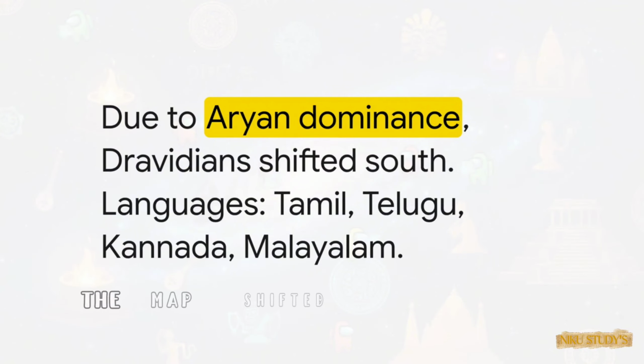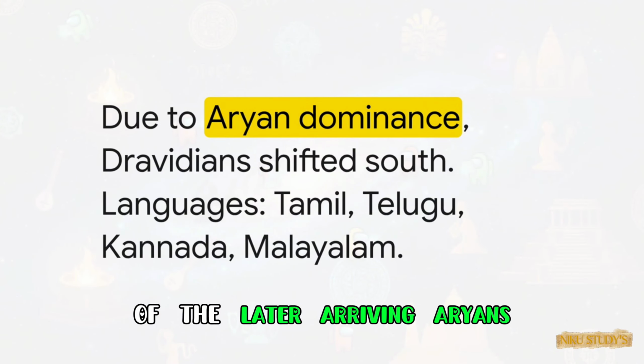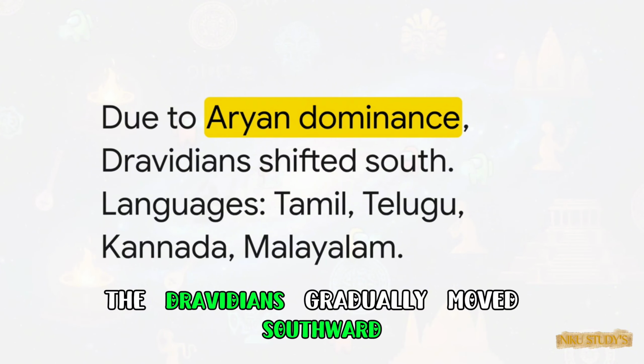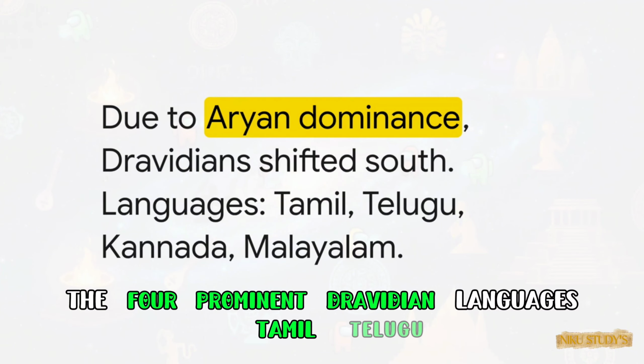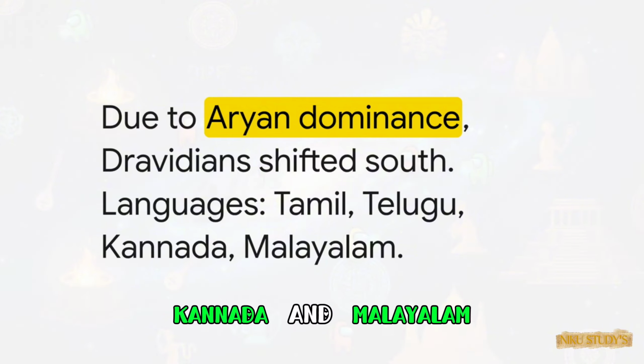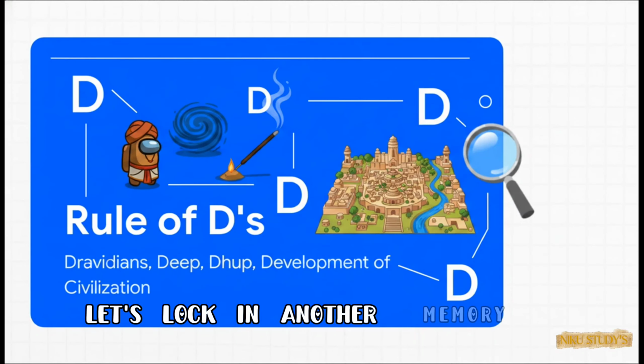But over time, the map shifted. Under the growing dominance of the later arriving Aryans, the Dravidians gradually moved southward. And that's exactly why the 4 prominent Dravidian languages, Tamil, Telugu, Kannada, and Malayalam, are primarily spoken in South India today.